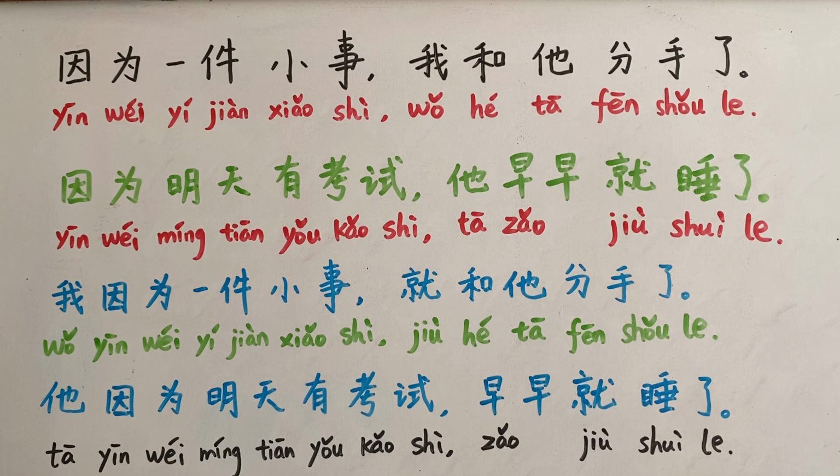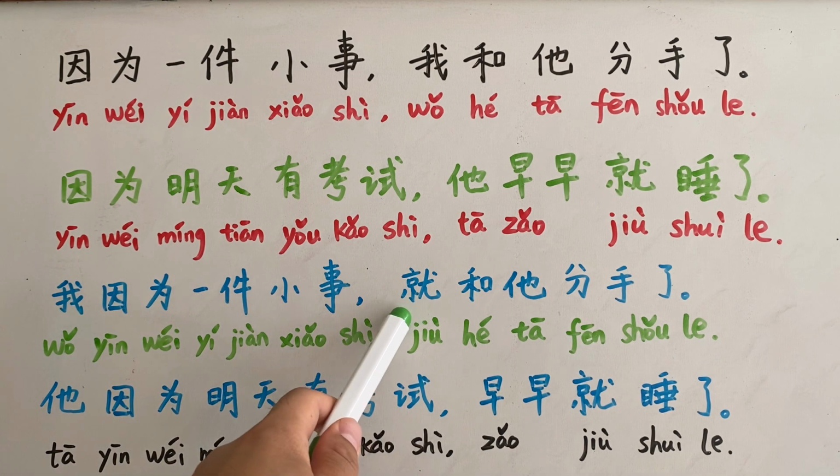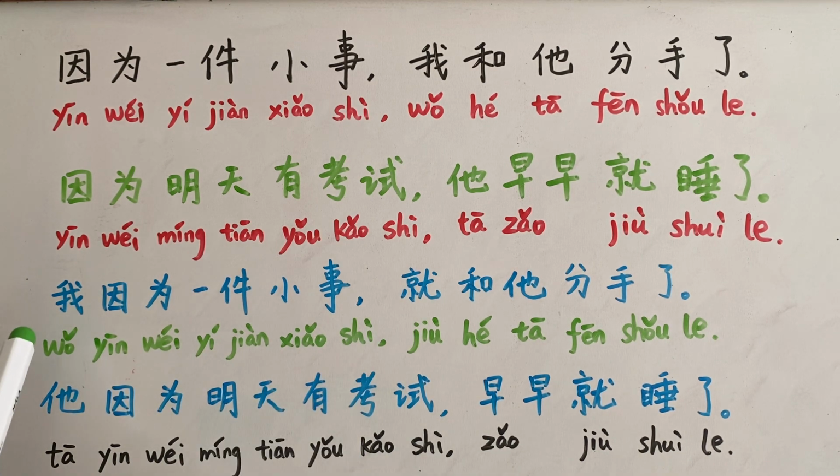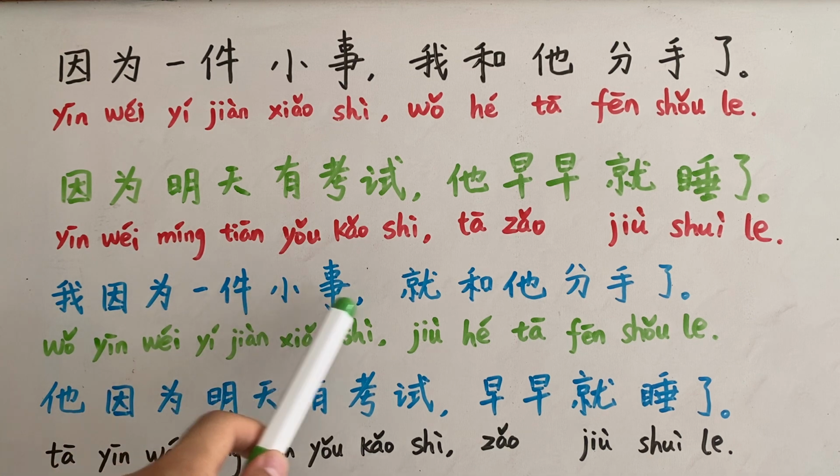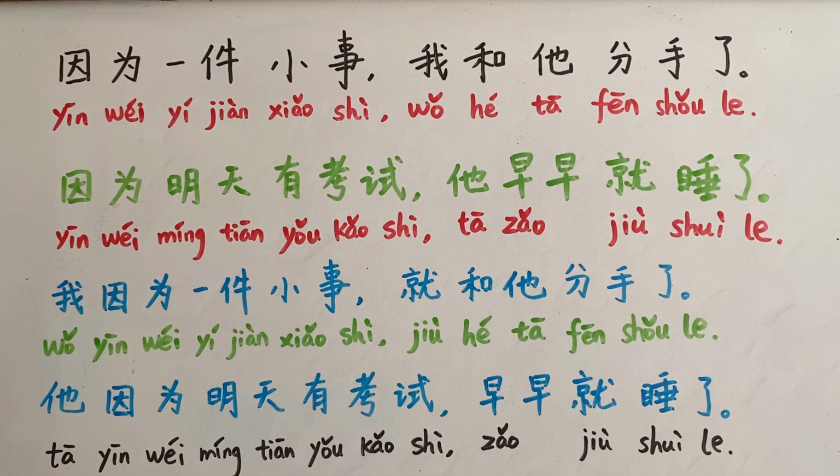That's the implication I get. But if you do not use this 就, 我因为一件小事和他分手了, it is probably just a statement to say, okay, I broke up with him because of one little thing, 一件小事. That's the difference.